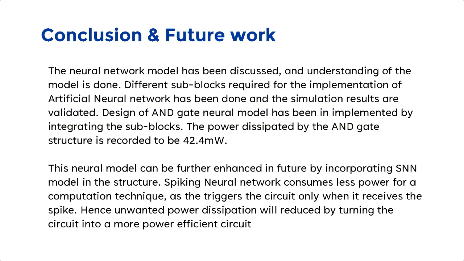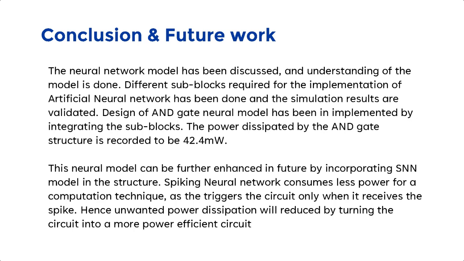So the neural network has been discussed, along with its working and how it integrates with edge techniques. Different subcircuits required for the implementation of the artificial neural network have been studied, all have been simulated, and the outputs have been verified. The AND gate has been designed in Cadence in 180 nanometer technology, and validation has been done. The power dissipated for the structure has been recorded to be 42.4 milliwatts, as discussed above.